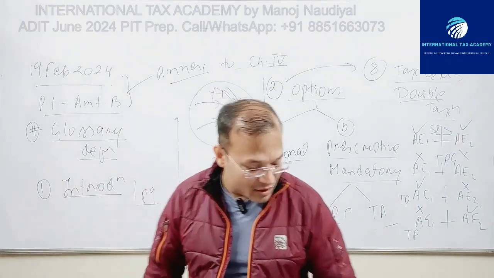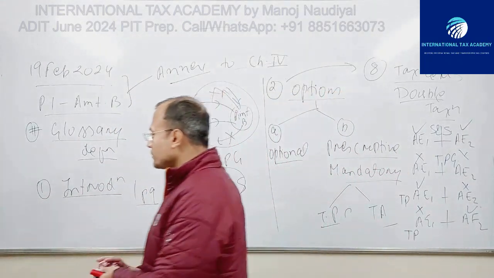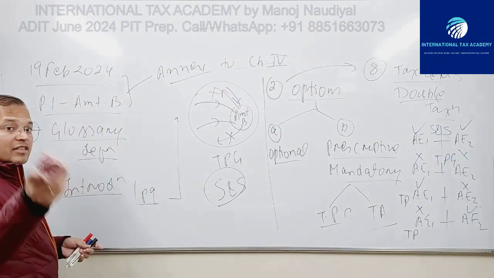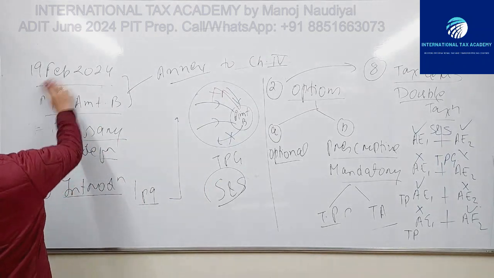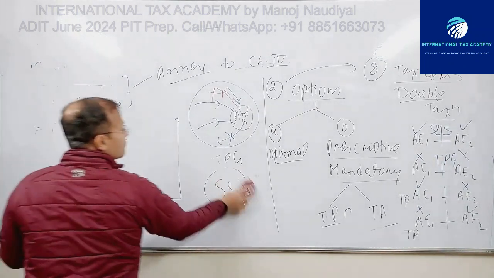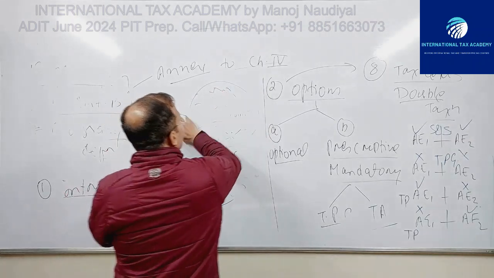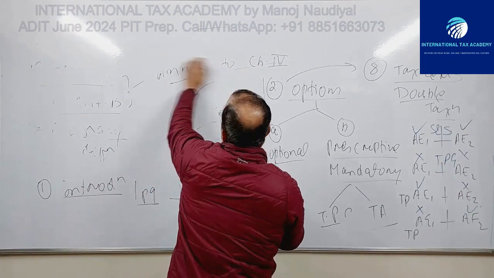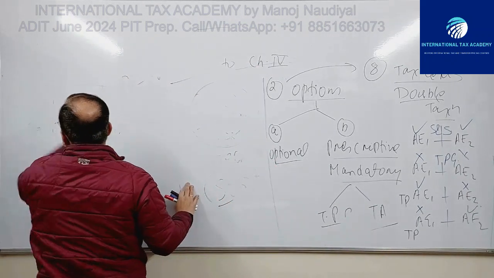Third section. Third section is qualifying transactions and scoping. Qualifying transactions and scoping criteria. What is that?